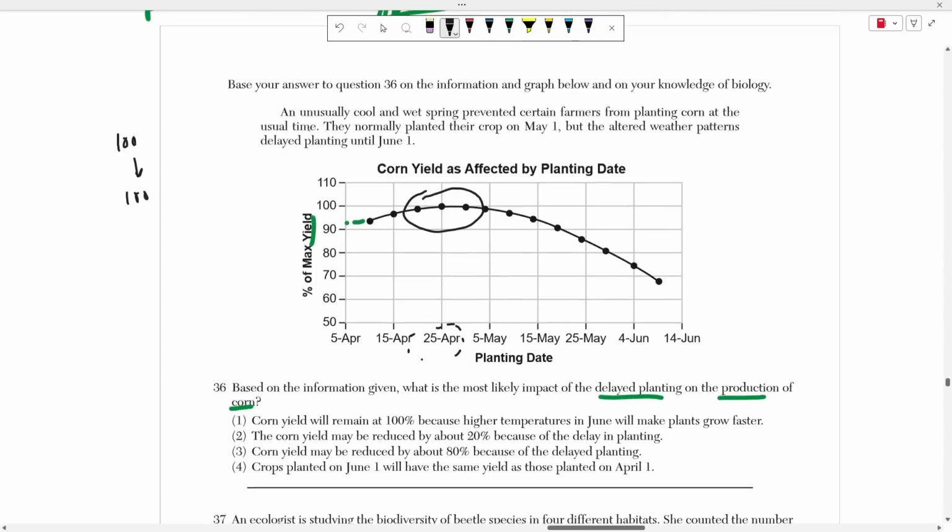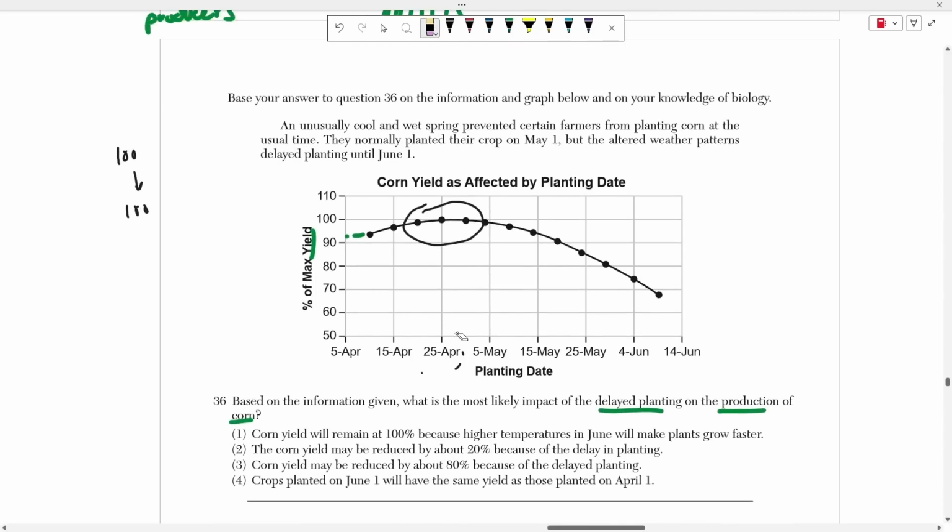That's why the farmers want to plant their crop on May 1st, because May 1st is in between this range where you're going to get 100% yield, right? If you plant your crops any later, they're not going to develop as much, and you're going to get less of a yield, okay?